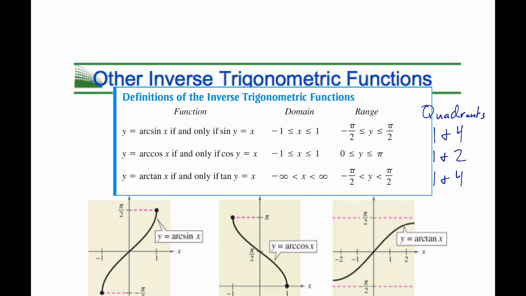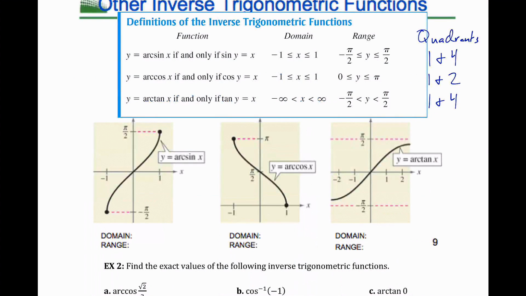So looking at our graphs here, similar in nature. The domain of the arcsine, again, we said was our x values. Those are real numbers, as long as they are between -1 and +1. So -1 is less than or equal to x, less than or equal to 1. The range, those are the y values, and those are between -pi over 2 and +pi over 2. So -pi over 2 is less than or equal to y, is less than or equal to +pi over 2.